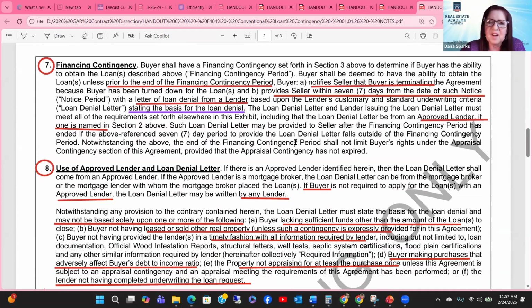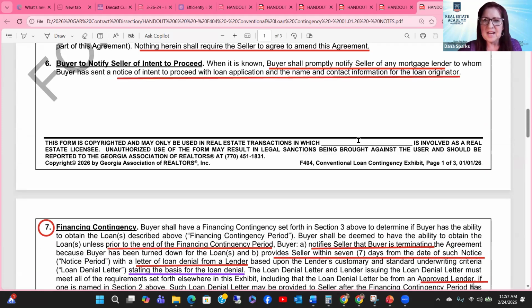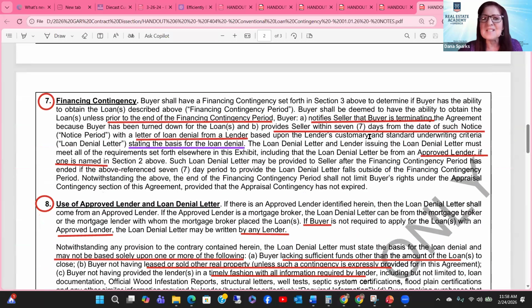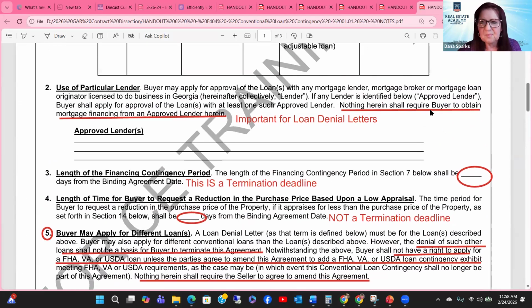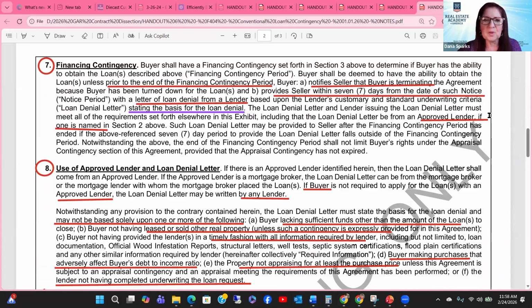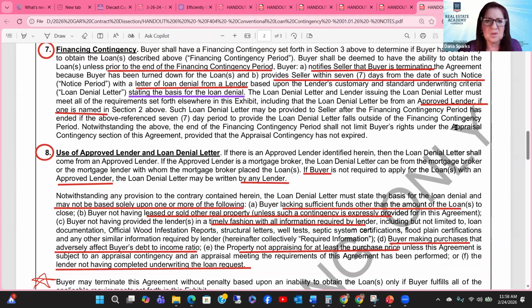Now, this next page, let's look at what is the financing contingency. Again, that is the time frame that the buyer has to convince a lender to lend them the money. And if they're not able to, then they have to terminate prior to that time frame, and they have to prove it. You have to prove it with a loan denial letter from the lender, and in 26 they added stating the basis for the loan denial. So you have to terminate within this time frame. You have to prove it with a loan denial letter that can come 7 days after you terminate. So the 7 days can come after this time frame, but it's 7 days from the date you sent notice of termination. And if there was an approved lender named, that loan denial letter must come from that lender. And we just read, it must be a denial of that loan as described.